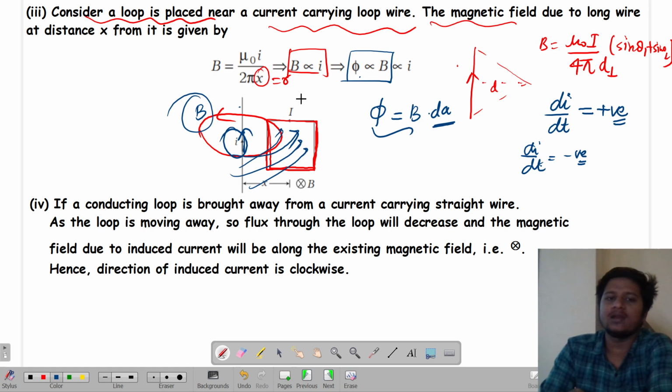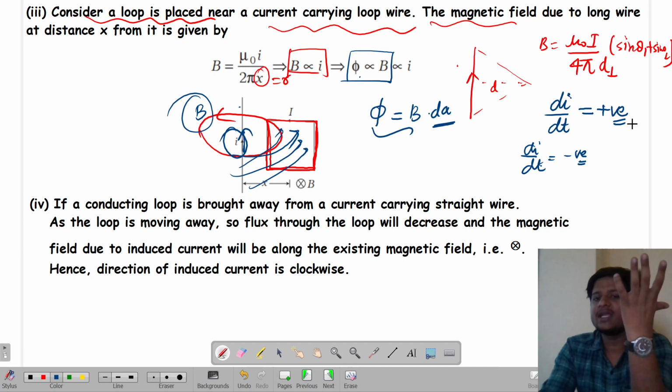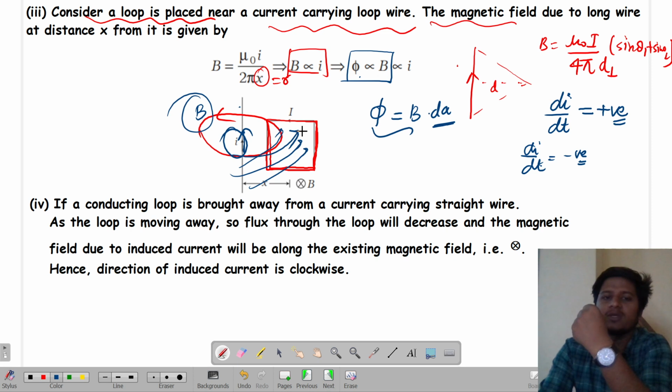Again, now, this first important thing, if the flux is increasing, what will happen with the loop? It will not let the flux get increased, yes or no? If it wants that the flux should not increase, that means it should produce the magnetic field in the opposite direction or not? Tell me yes or no?